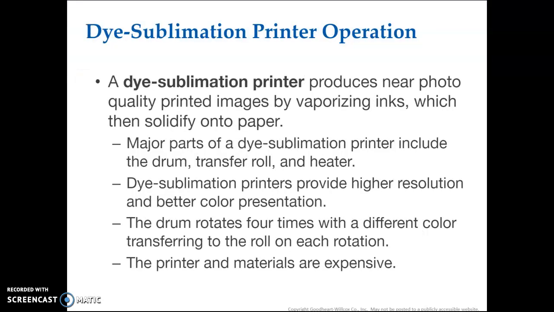professional sector of printing. Dye sublimated printer operation. Dye sublimated printers produce near photo quality printed images by vaporizing inks, which then solidify onto the paper. So the dye sublimation printer includes the drum, transfer roll, and the heater. They provide higher resolution and better color presentation. In order for them to do that, the drum must rotate 4 times with a different color, transferring the roll in each rotation. And the printer and materials are very, very expensive. Another reason why a lot of these types of printers are not found in homes.